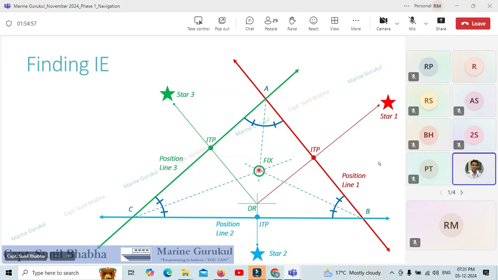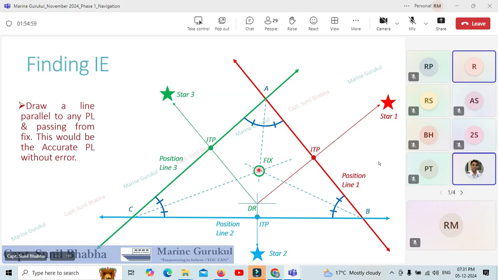Let's see. Now, for finding the index error, we have to select any one of the position lines. Any one of the PLs can be picked up. So for our example's sake, we pick up the PL number 1, the red color PL. You can pick up the blue PL, or if you want, you can pick up the green PL. All the three position lines are going to give you the same answer. So for our example's sake, we have picked up the red color position line.